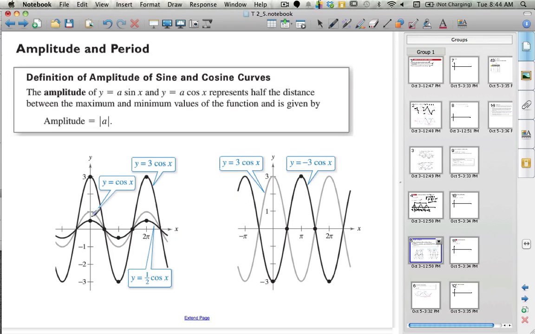So we've talked about this in terms of amplitude. You'll notice these are 3 different functions with differing amplitudes. The light gray one is just y is equal to the cosine of x. When we put 1/2 out in front, you'll see the amplitude becomes smaller. And when we put 3 out in front, it becomes much bigger. So the amplitude stretches my graph or compresses my graph vertically.